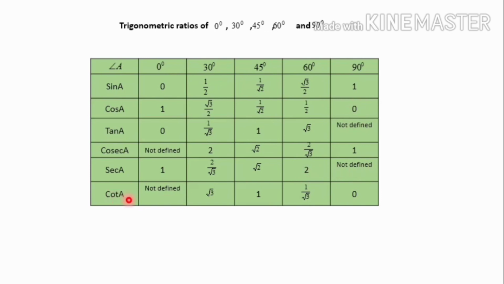For getting cot values, you take the reciprocal of tan. Again 1 divided by 0, not defined. 1 divided by 1 by root 3, that is root 3. 1 divided by 1, that is 1. Then 1 divided by root 3, that is 1 by root 3. Then here 1 by 0 only, not defined. Reciprocal, if you take 1 divided by 1 by 0, that is 0 by 1, that is 0.